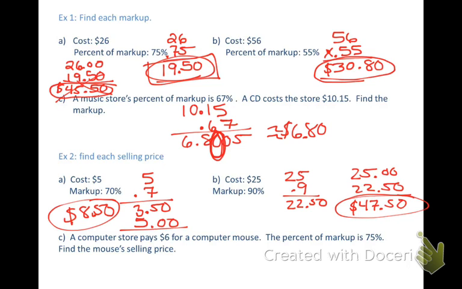Okay, so on C it says a computer store pays $6 for a computer mouse. The percent of markup is 0.75. It doesn't matter. I would do 0.75 on top of 6 when you multiply, and it's going to be $4.50. They're making some money off of this one. Then you add $6 to it, and that would be $10.50. Is that a 4 or a 9? Actually, I bent it.